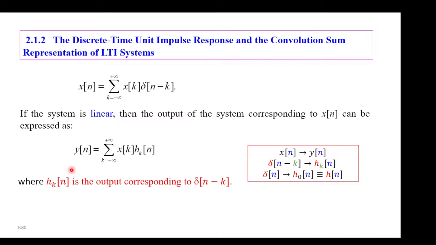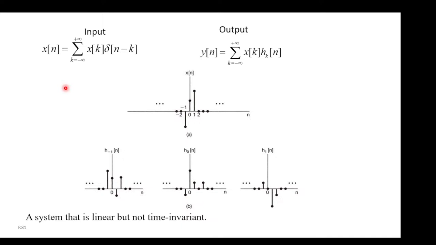This is the first simplification of the description of our LTI system. With linearity, we found out that our system is totally described by those h sub k, and h sub k might be different for different k. Here we have an example. You have some input x of k, a linear combination of three spikes at n equal to minus 1, 0, and 1. And our linear system may have three different responses h sub k, for k equal to minus 1, 0, 1.